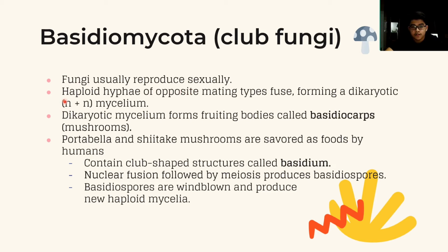This reproduction involves the fusion of two haploid hyphae of opposite mating types, forming a dikaryotic n plus n mycelium. This dikaryotic mycelium forms fruiting bodies called basidiocarps, or what we know as mushrooms. Portabella and shiitake mushrooms are savored as food by humans. This is also an example of the club fungi, and these fungi contain club-shaped structures called basidium, which performs nuclear fusion followed by meiosis, producing basidiospores. These basidiospores are windblown and produce new haploid mycelia, and a new mushroom will grow in that area.